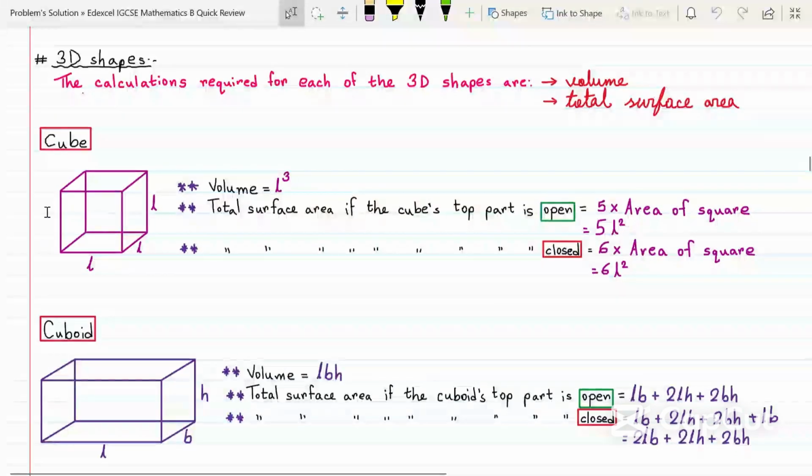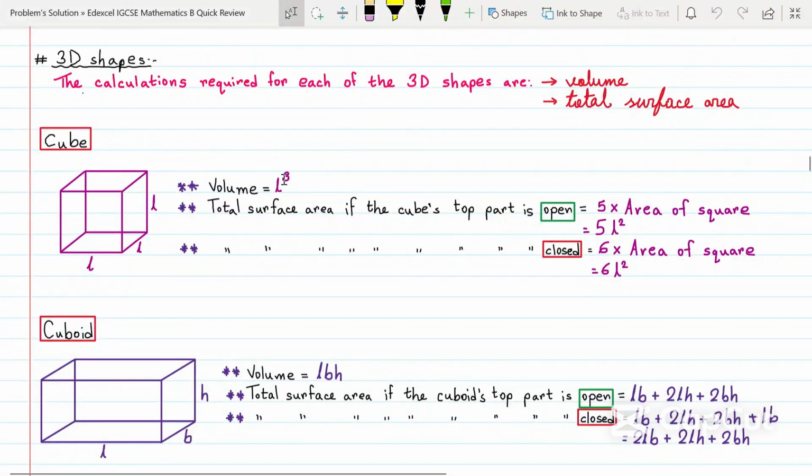This is the cube. The volume for the cube equals L cube. And if you open the top part of the cube, the total surface area equals 5 into the area of 1 square, therefore 5 into L square. And if you close the top part of the cube, the total surface area is 6 into the area of a square, therefore 6 into L square. Hope you guys are clear up to this.